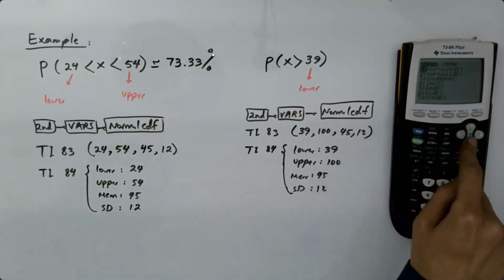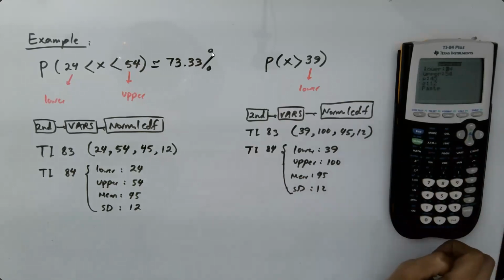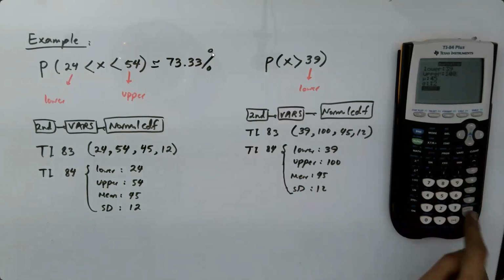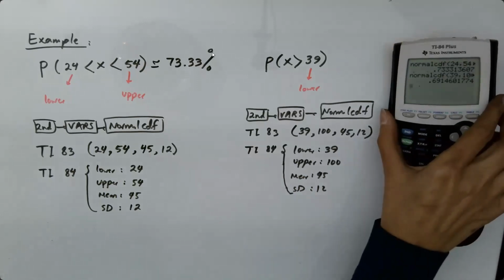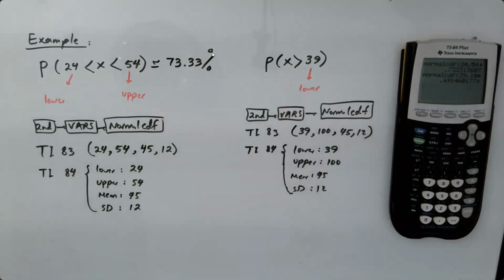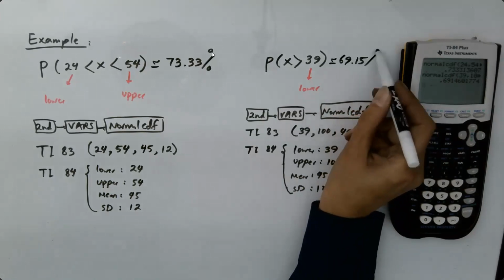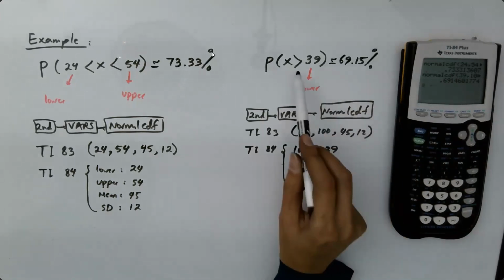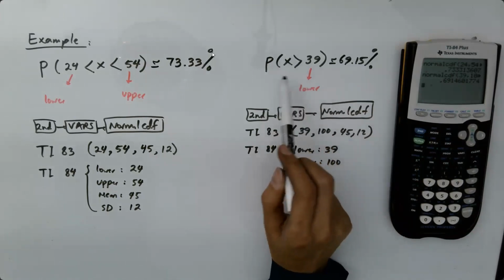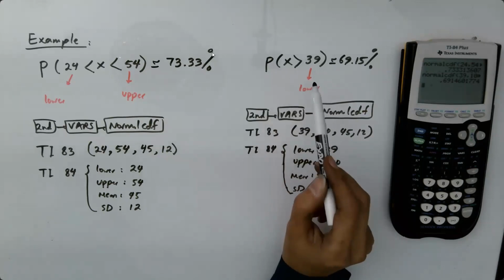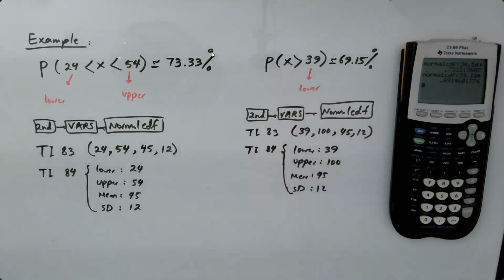Second VARS, normal CDF, 39, 100, mean is 45, standard deviation is 12, and paste it to the calculation. It's 69.15%. That's the probability that you randomly select a person and that person spends more than 39 minutes in the store.